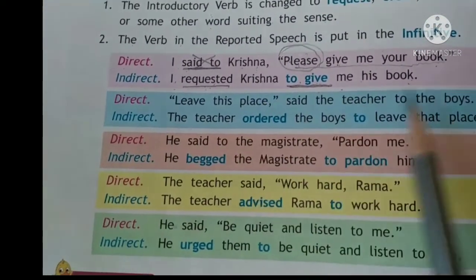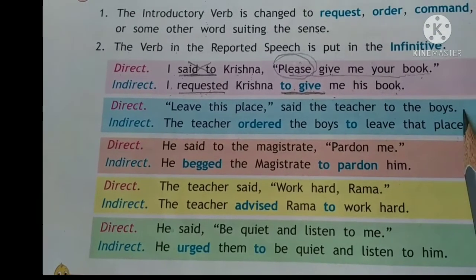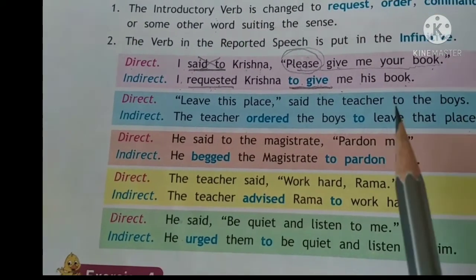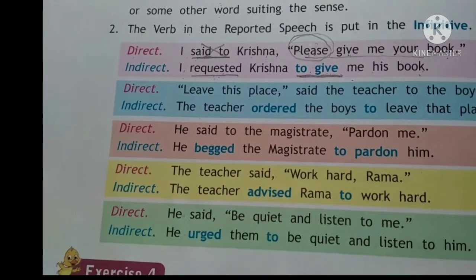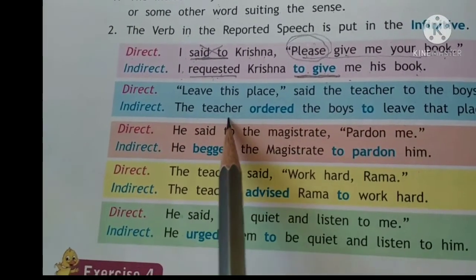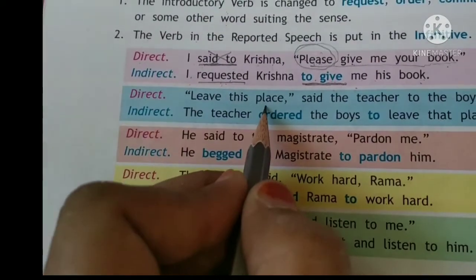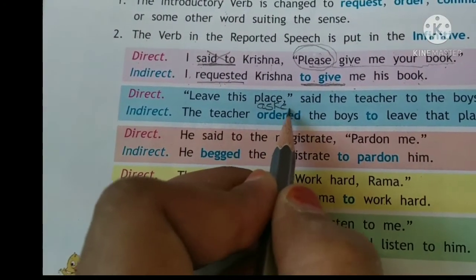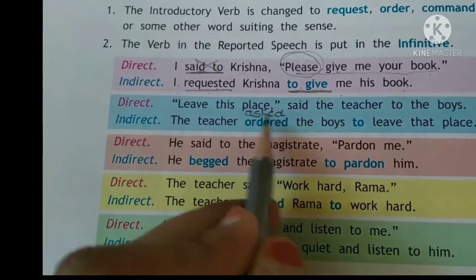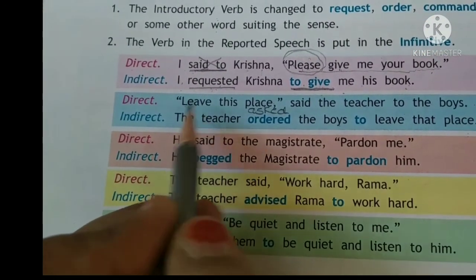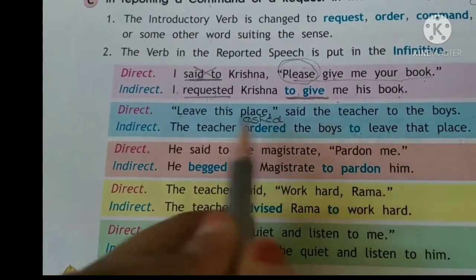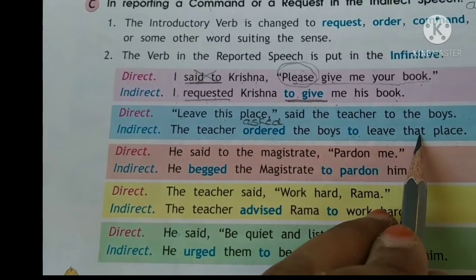"Leave this place," said the teacher to the boys. So here the teacher is ordering the boys, or we can also write "asked". So we write, the teacher ordered, or if we write "asked" here it is also not wrong. The teacher asked the boys. This speech started with "leave", so before "leave" we add "to". To leave this place will become to leave that place.